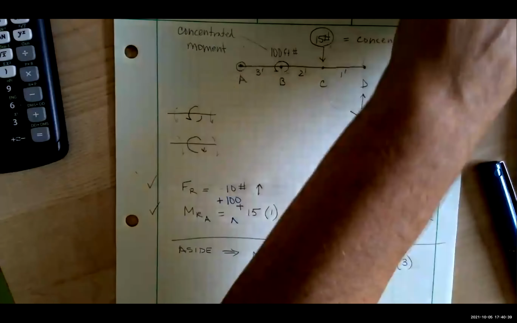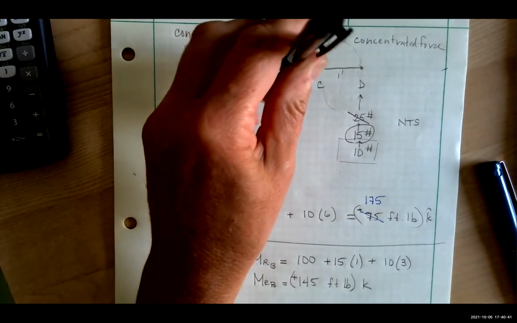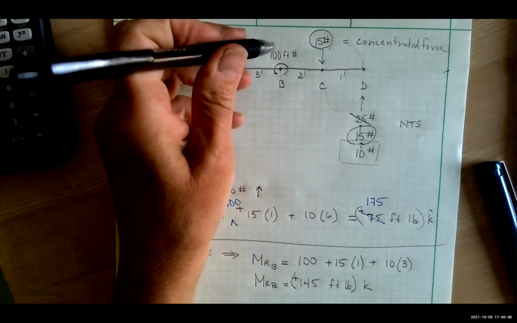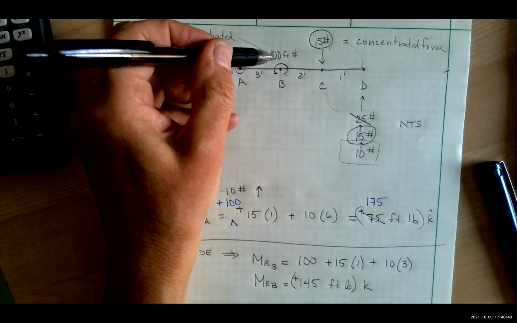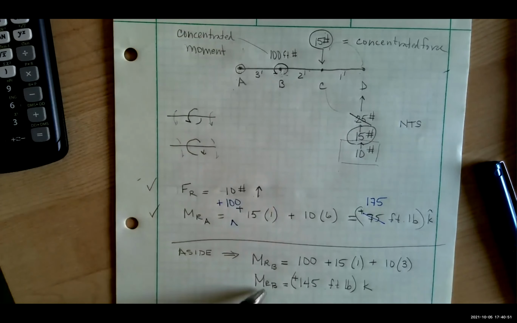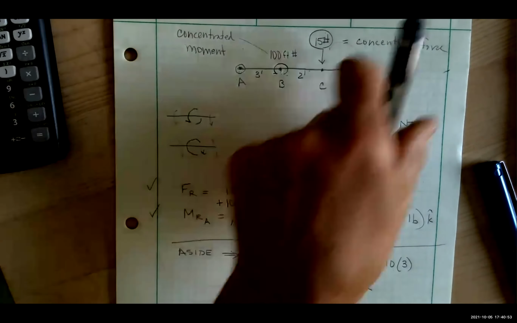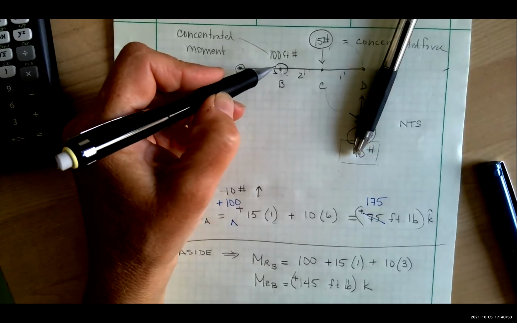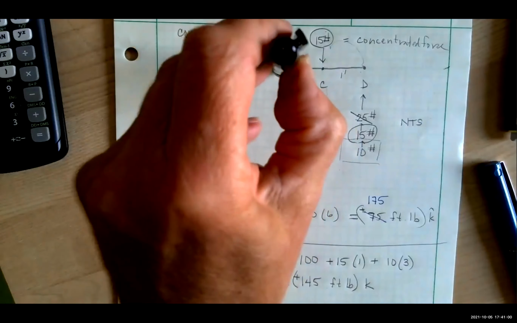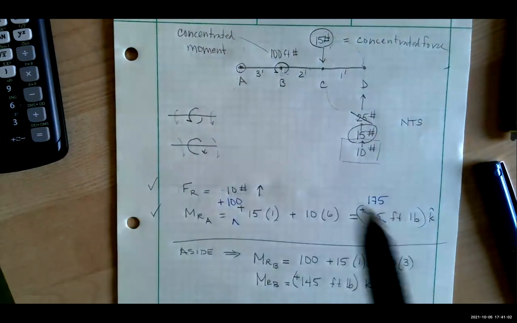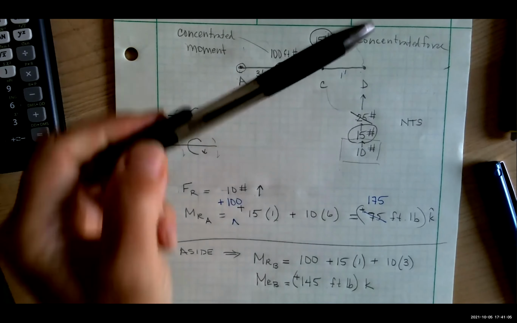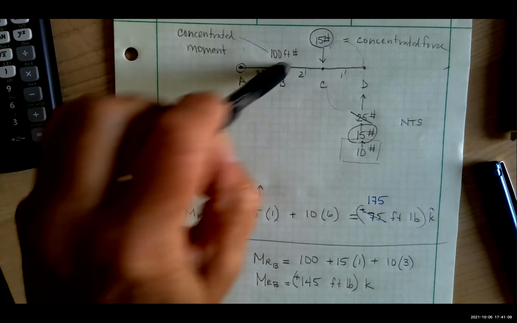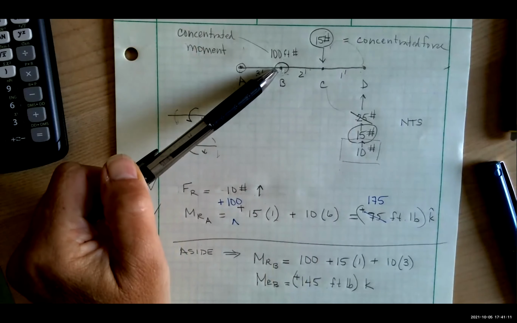Why? Because I am sticking a screwdriver in here and I am spinning this thing at 100 foot-pounds. So even though this 100 foot-pounds is at B, and you normally think, well, if a force goes through a point, it doesn't create a moment. That is true. But if I put a screwdriver here and spin it, it is going to cause a spin about B. So even though a concentrated moment is at a point, it's going to get a spin.